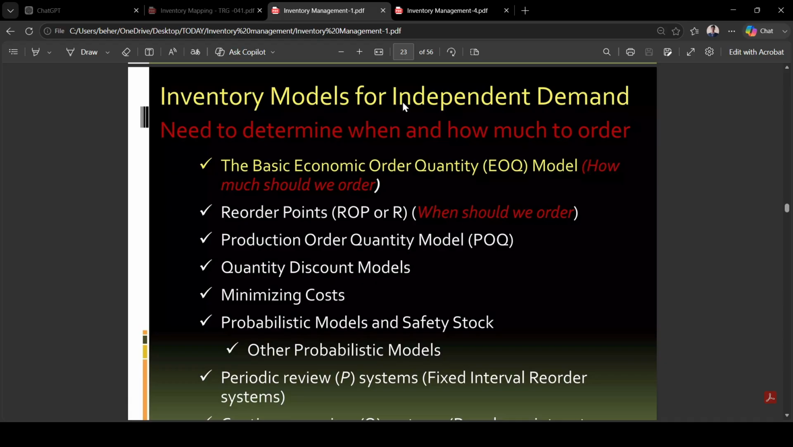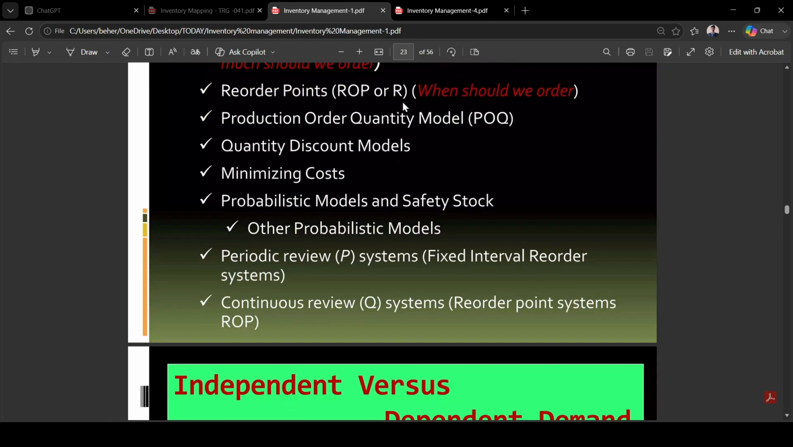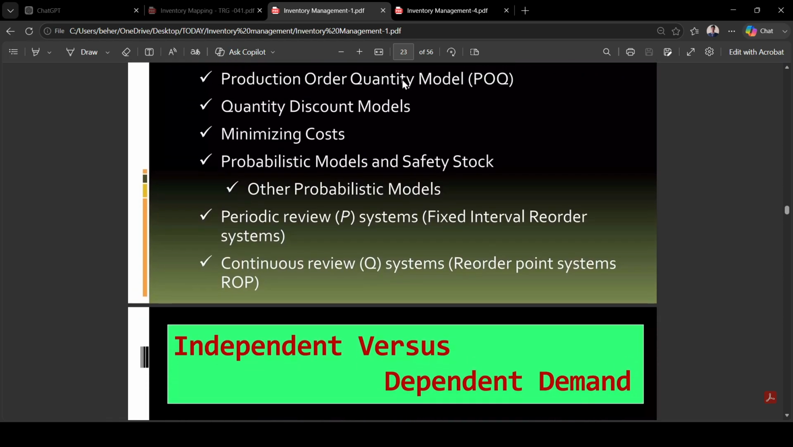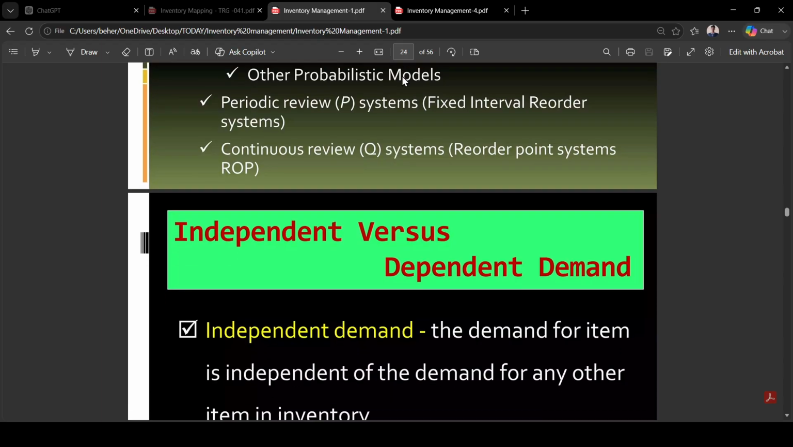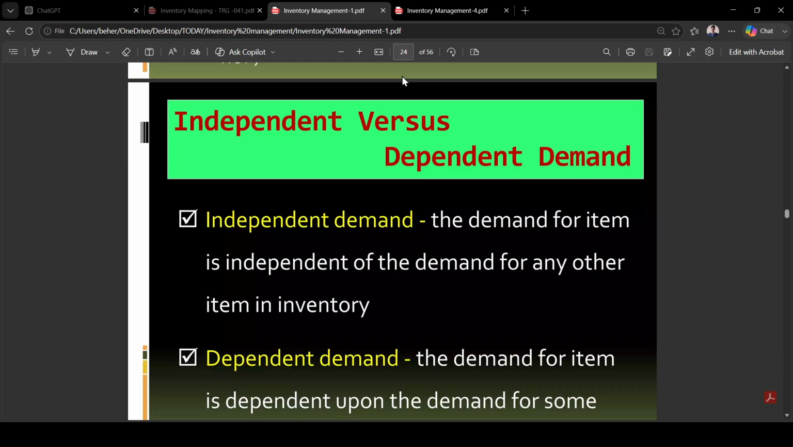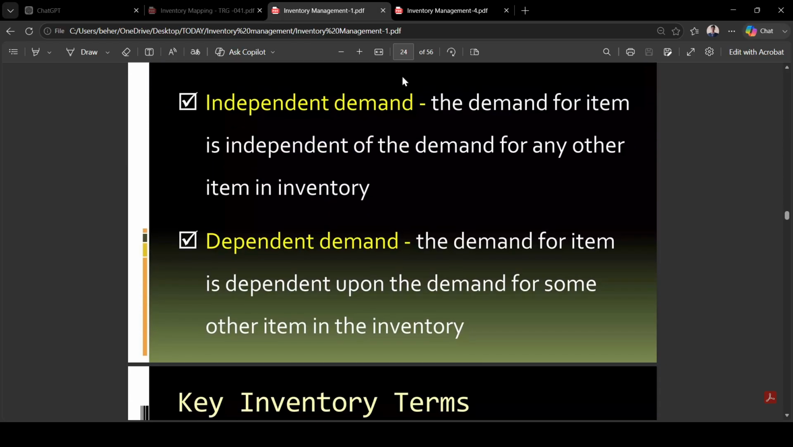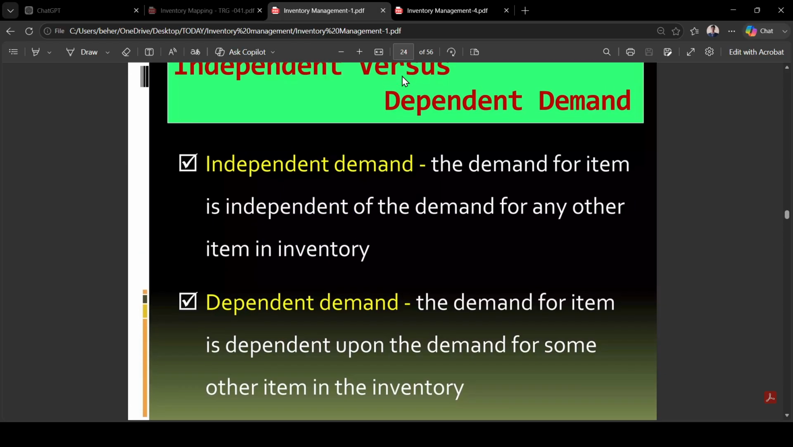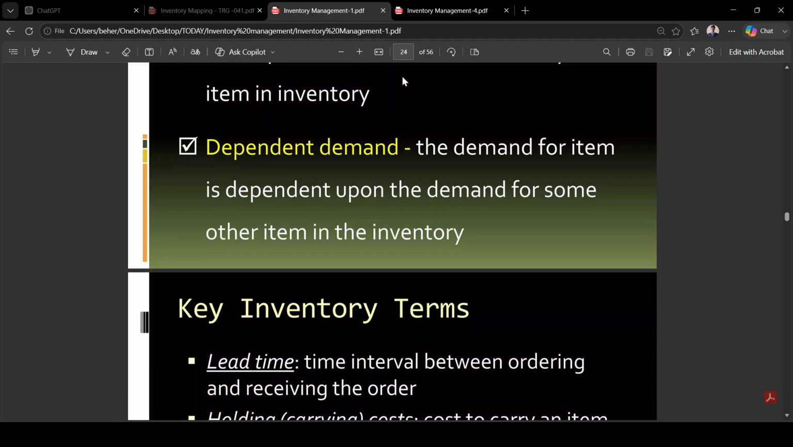Reorder points, ROP, tell us when we should order. Other models include the Production Order Quantity model, POQ, the quantity discount model for minimizing cost, and probabilistic models and safety stock. Another is the fixed-period system. Independent versus dependent demand: in independent demand, the demand for an item is independent of the demand for any other item in inventory.